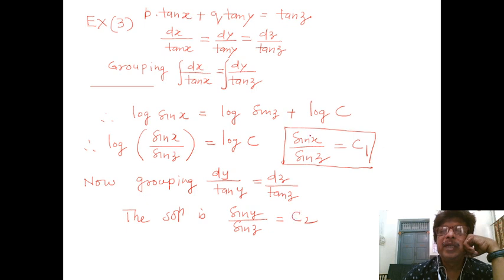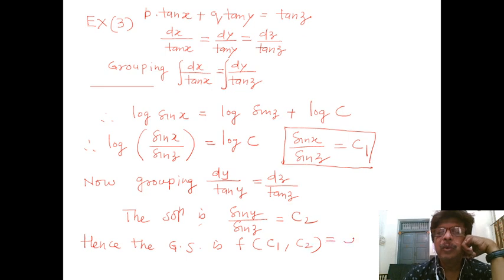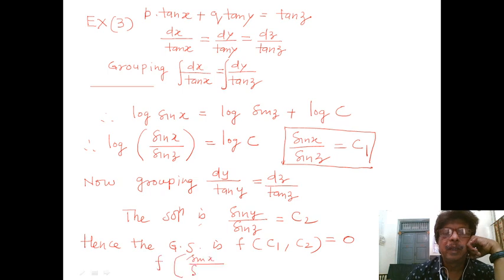As we have seen here, sin x upon sin z, it will be sin y upon sin z. Hence, the general solution is f of C1 comma C2 equal to 0. Substituting the values of C1 and C2, C1 is sin x upon sin z and C2 is sin y upon sin z.